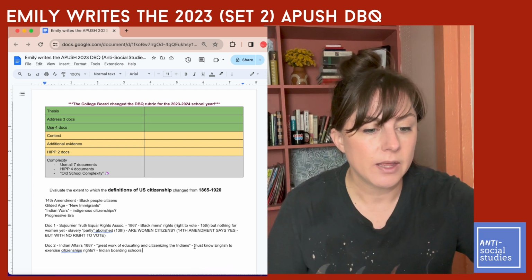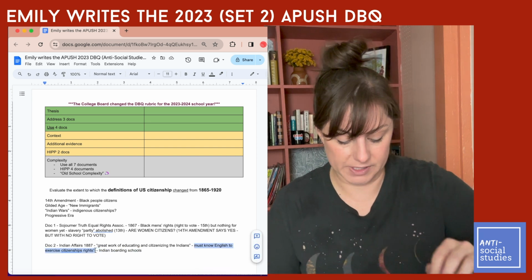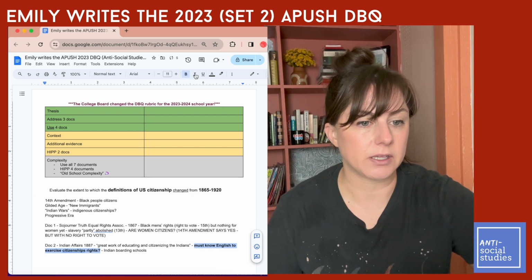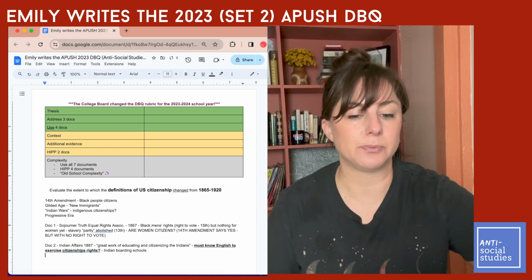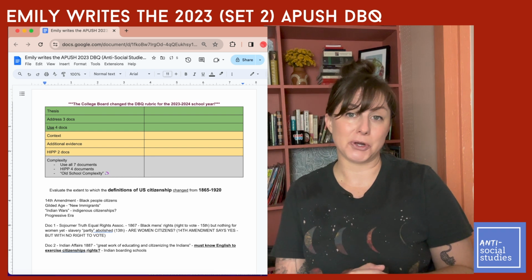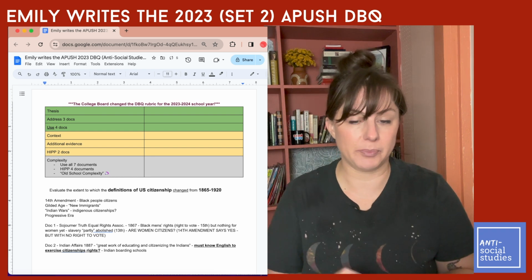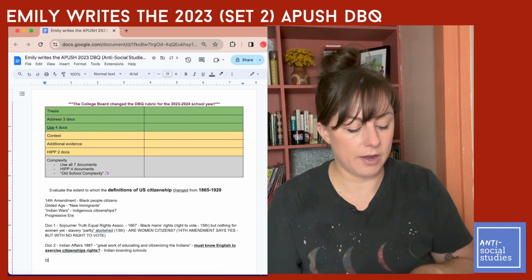Okay, so that's going to be my big idea from this one, right? You're not actually truly considered a citizen by the US government unless you know English, which isn't anywhere in the Constitution, but it's clearly a policy of this federal government.